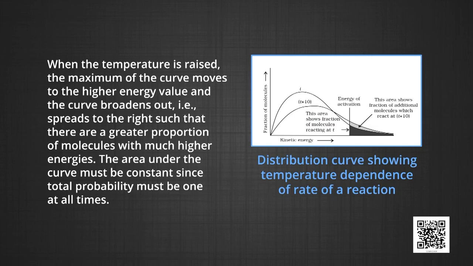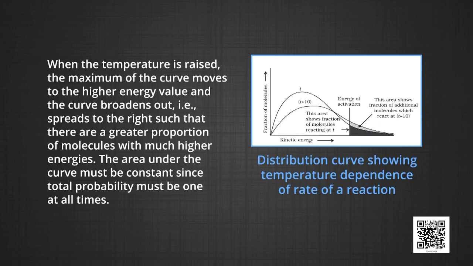Now, again, you can see a distribution curve showing temperature dependence of rate of reaction. When the temperature is raised, the maximum of the curve moves to the higher energy value, where the curve broadens out, that is spreads to the right, such that there is a greater proportion of the molecules with much higher energies. The area under the curve must be constant, since total probability must be 1 at all times.